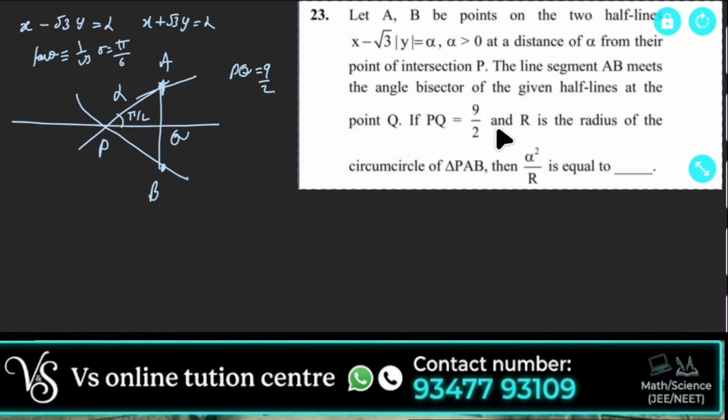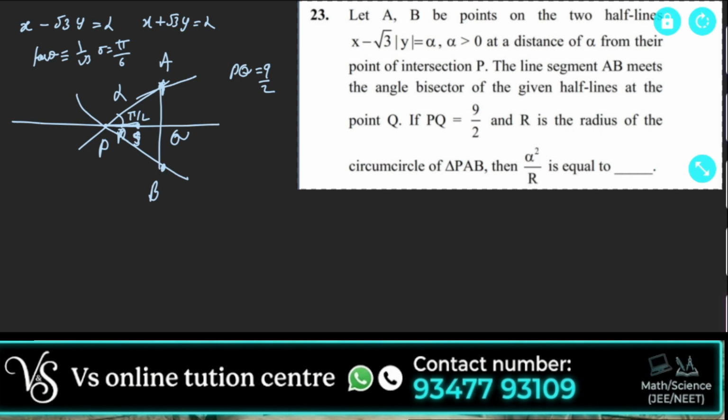And R is the radius of the circumcircle of triangle PAB. This is the radius R, capital R, the radius of the circumcircle. What is alpha square by R?